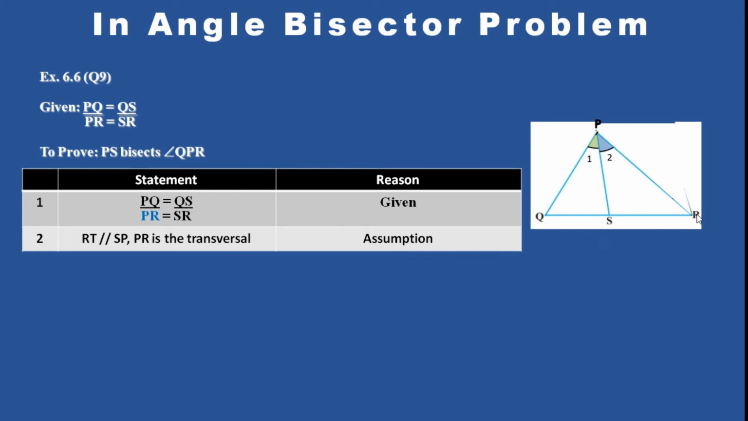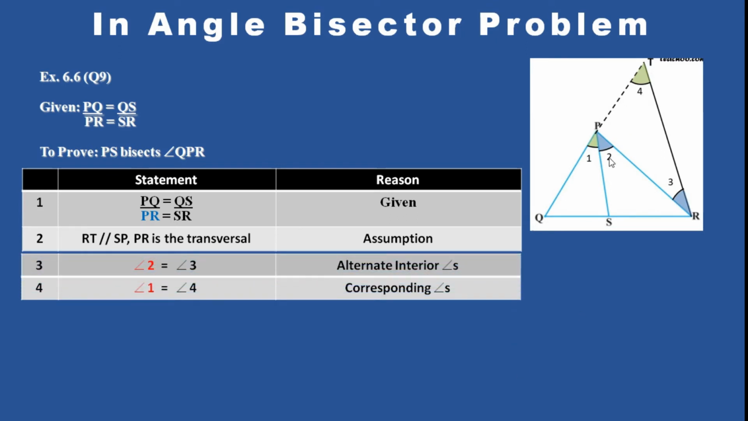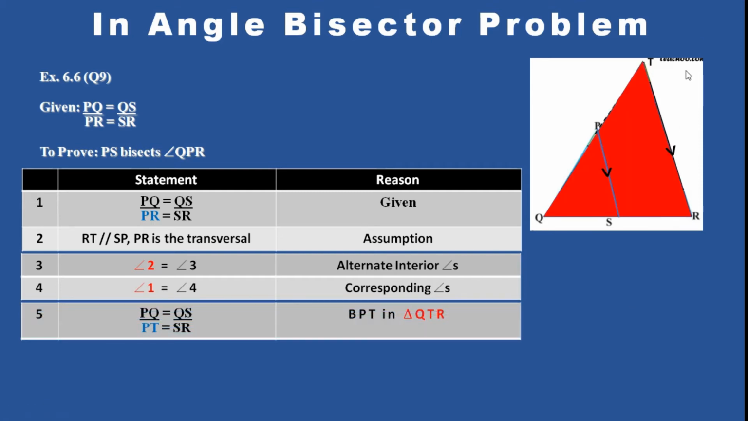That means we again make a parallel line. This was given to us. We make a parallel line, and since this line is parallel, statements 3 and 4 are again similar to the previous question. Angle 2 equal to angle 3, angle 1 equal to angle 4 because of the alternate interior and corresponding angles axioms. Now, in the red triangle, we have this parallel to this.